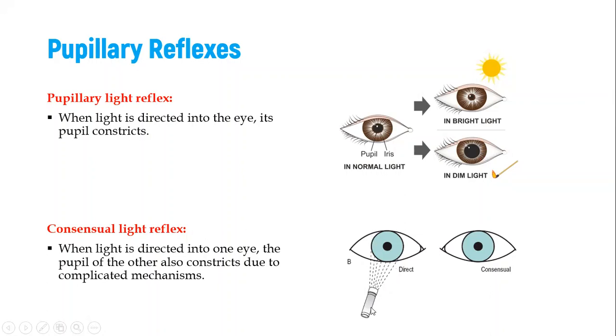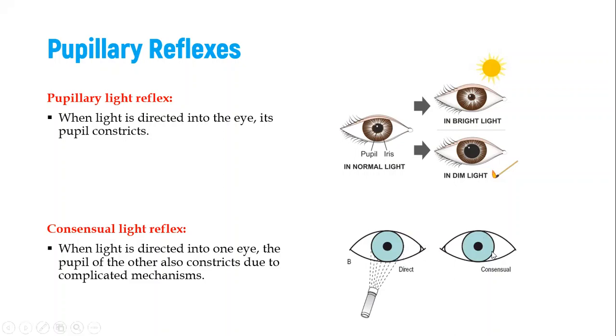We also have another very important concept called the consensual light reflex. It is when light is shone on one eye, the effect on that pupil should be seen on the other paired eye. So if you shine a light from a torch on your right eye and the pupil constricts, we also expect the same to happen in the left eye, even if the left eye has not received the same light.